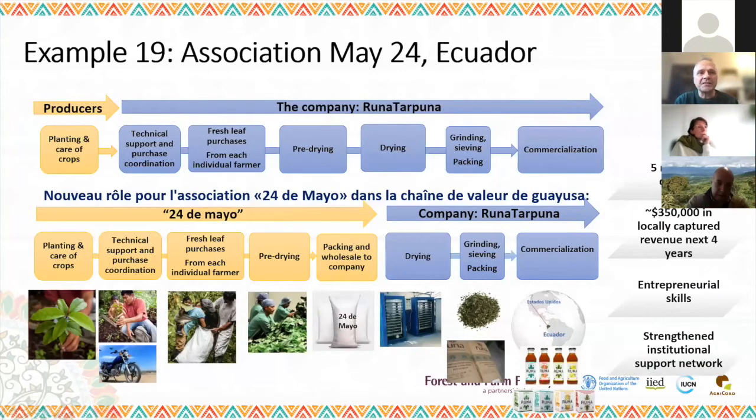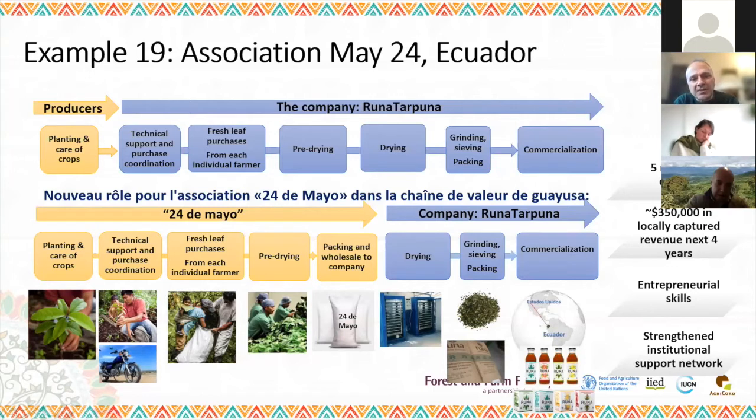So here's another example, this time from Ecuador. The company here, the producer organization, were planting guayusa, which is like a tea. At the start of the project, the producers, you can see in the top slide, were just planting and caring for the crops and growing the crops. They did a risk assessment and realized that they really weren't making much money selling just the leaves to local traders, and particularly to a company called Runa Tarpuna. So they decided they wanted to do more of the value adding.